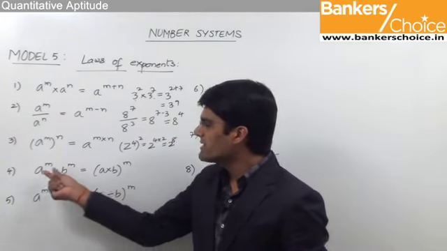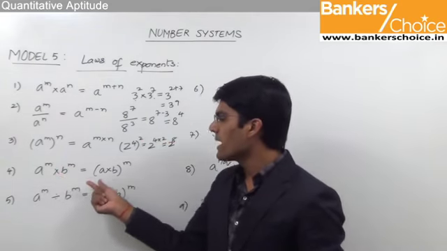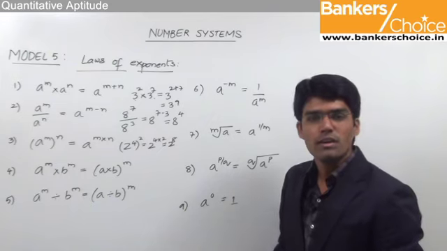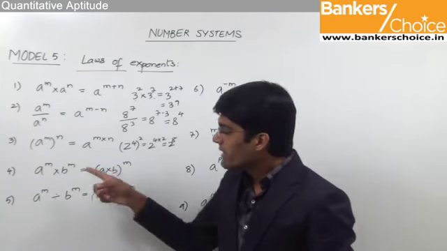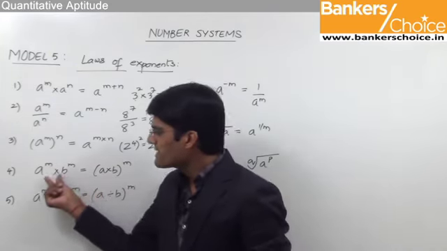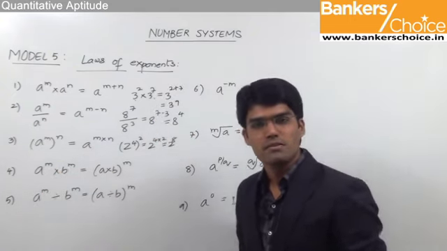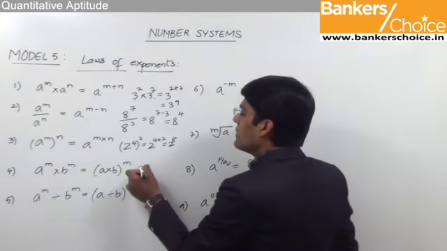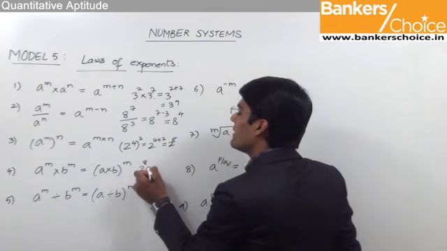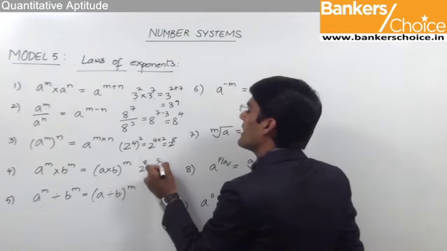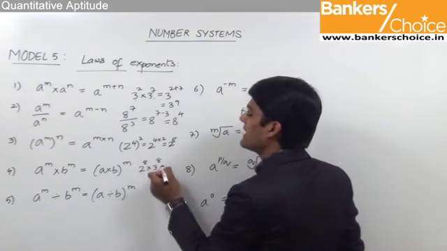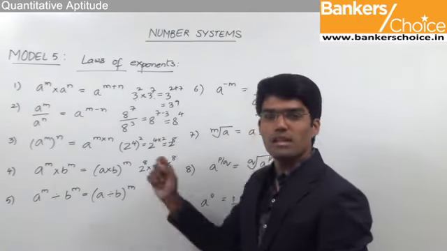The fourth rule here is a^m into b^m will be equal to (a×b)^m. So whenever the powers are equal, the bases can be multiplied if they are in multiplication form. For example, 2^8 into 3^8 can be taken as 2 into 3, that is 6^8, as per the given rule.